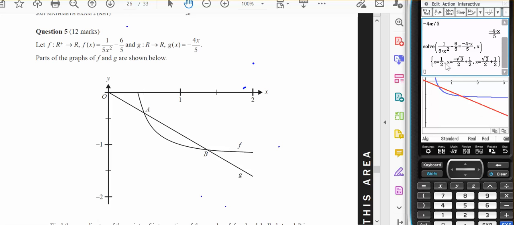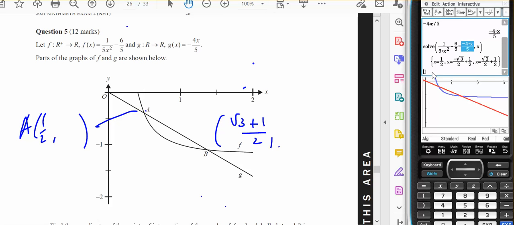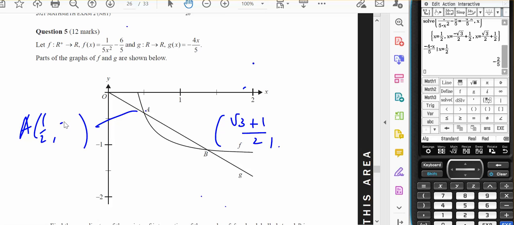So I'm looking at a half. So that's going to be, A is going to be a half, and then I can find out the y value. And I'm going to have this one here, which will be the plus. So I'm going to have b is √3 plus 1 on 2. And then if I take this and keyboard math 3 given x equals a half, I get negative 2/5.